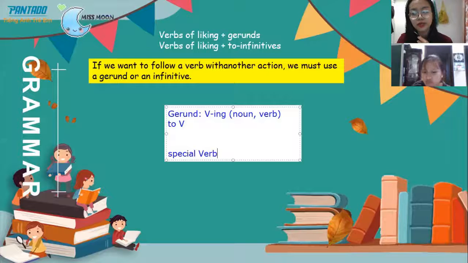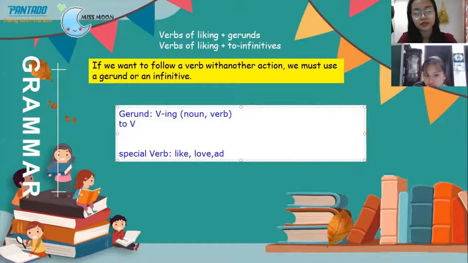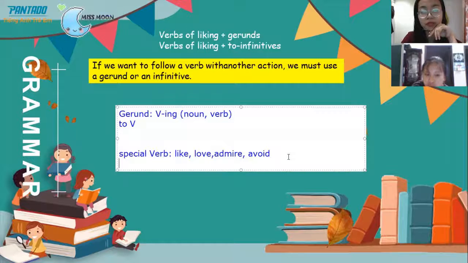What is a special verb? It's like love, something like might, advice. No, avoid. This one you can refer to in your book, but I will tell you a little bit about this one. For example, what is the difference between like plus verb-ing and like to verb?